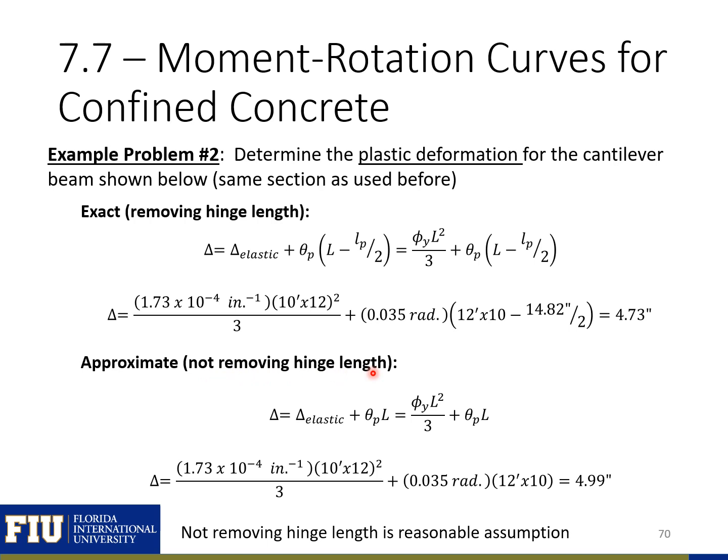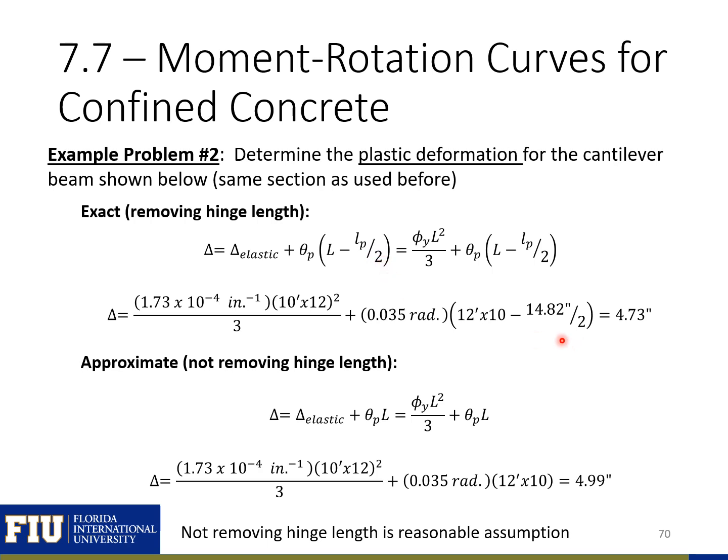In this case, removing and not removing the hinge length is easy, but with different support conditions and loading configurations, it can be a little more tricky. So this will just show you that removing the hinge length and just considering the beam length is a reasonable approximation. You can see here our deflection is equal to our elastic deflection plus our plastic rotation times L minus the hinge length over 2.